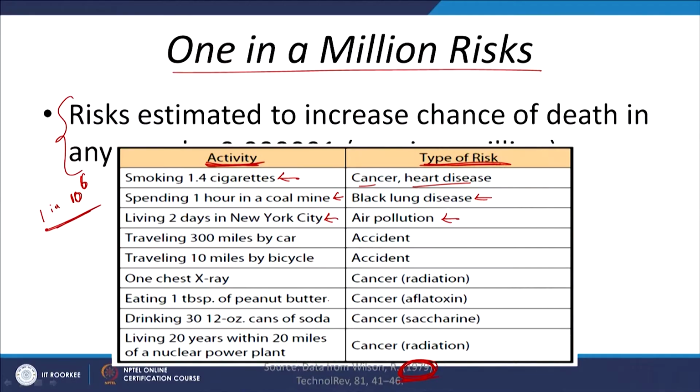Anyway, on a lighter note, there are different aspects here, like 30 cans of 12-ounce soda and cancer from saccharin, which I believe is regulated now, and so on. So from this set of examples, we can see the idea of relative risk, as in a 1 in 10 power 6 chance of risk, and the type of risk, and we can compare the different activities that can lead to the adverse outcome.